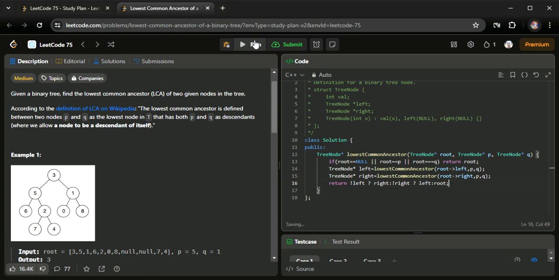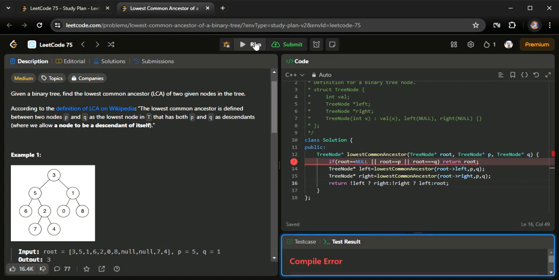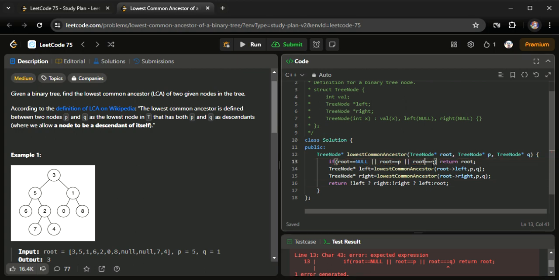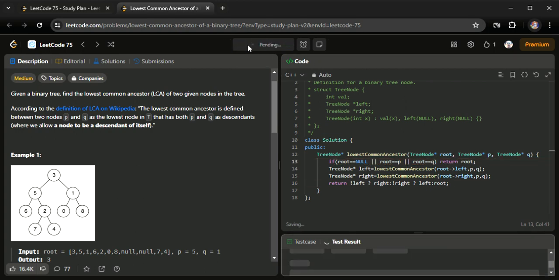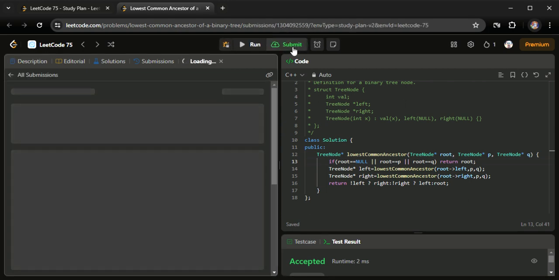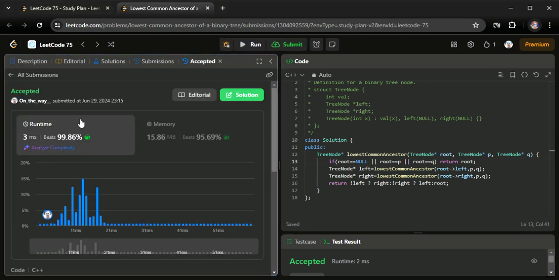Let's run the code. Oh, let me check. Oh, I've taken 3 equal to. Sorry. Yeah, this is accepted. Let's submit it. Yeah, with a good score, it is accepted.